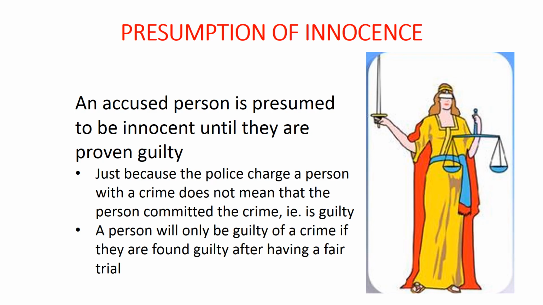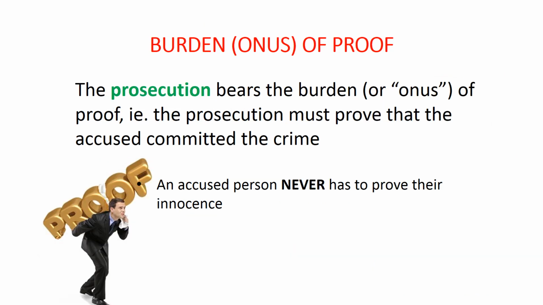Now we're going to look at two other important principles of criminal law which support the presumption of innocence. The first of these is the burden, sometimes called the onus of proof, and the second is the standard of proof. Let's look first at the burden of proof. We say that the prosecution bears the burden of proof. That is, it is the prosecution's responsibility to prove that an accused committed the crime with which they have been charged. An accused person never has to prove that they are innocent.